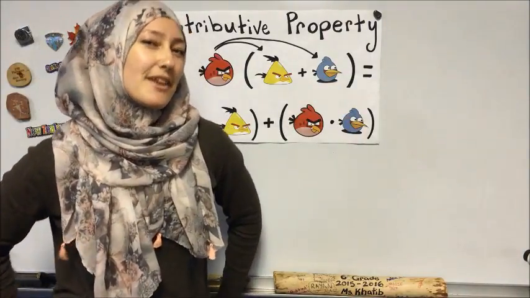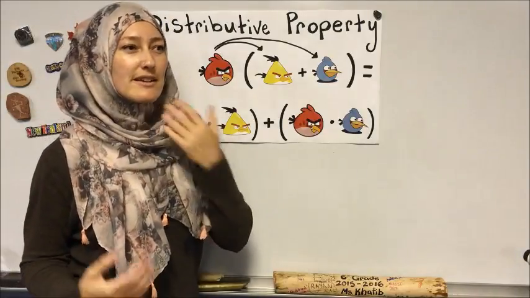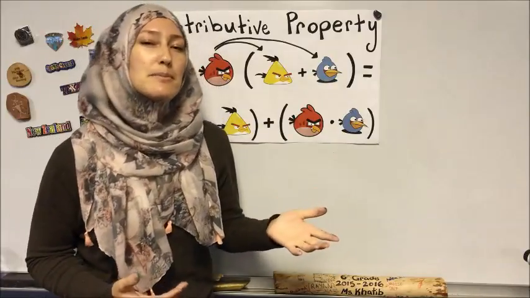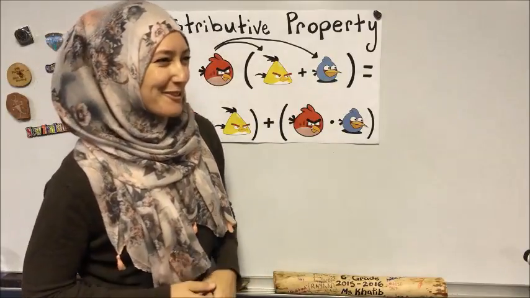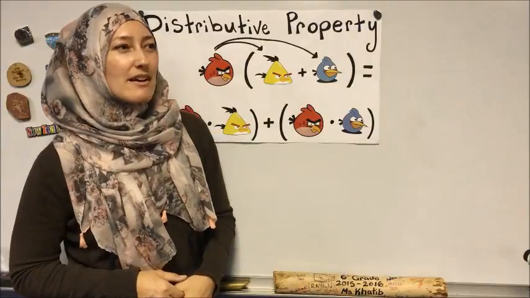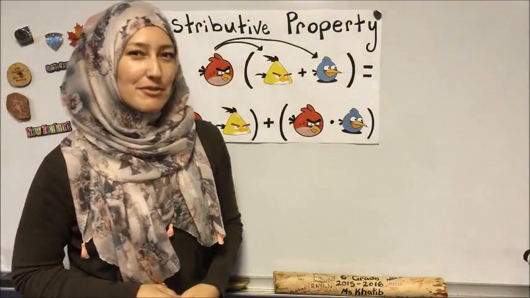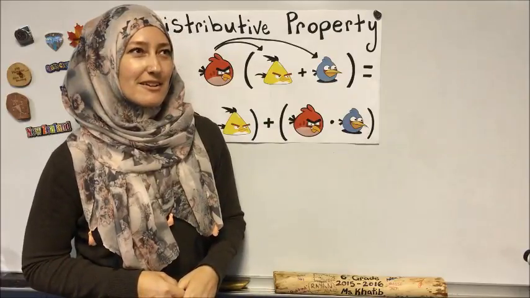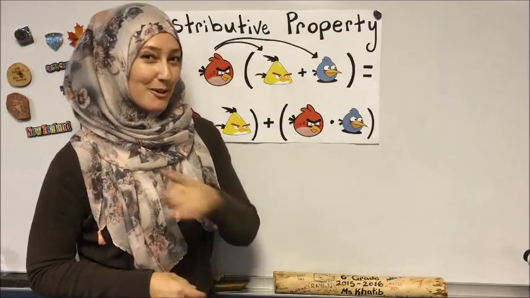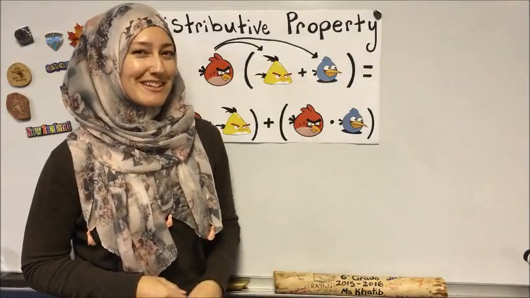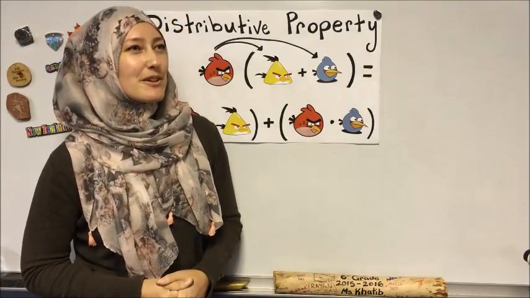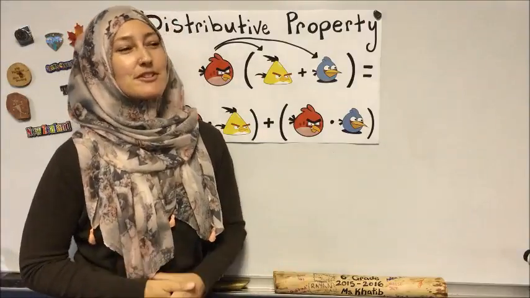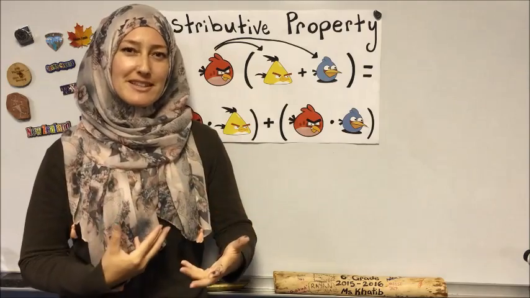So math is like a language. So if you think of it in English, you can rearrange the ways that you say a sentence and it can still mean the same thing. For example, if you say, I love cute and fluffy kittens, or you could be like Yoda and say, cute and fluffy kittens I love, or you could say, kittens, cute and fluffy, I love.